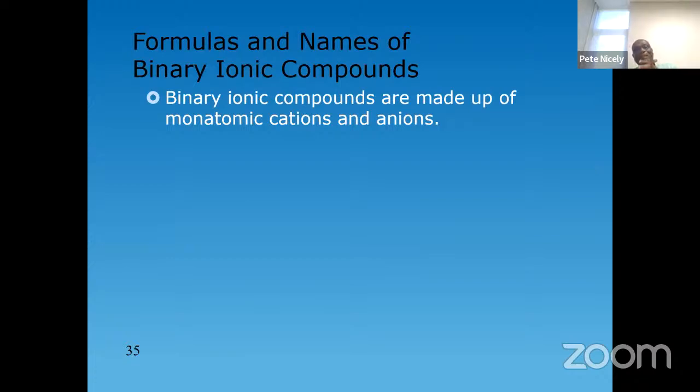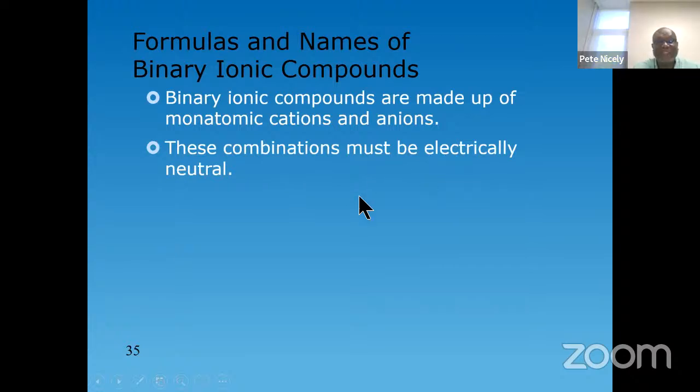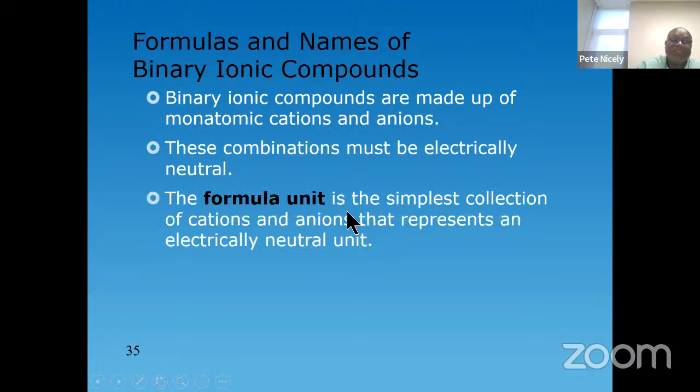How do we name binary ionic compounds? Binary ionic compounds are made up of monatomic cations and anions, all right? So these combinations must be electrically neutral. In other words, the total number of plus charges must be equal to the total number of negative charges. And then there's a term here which we call the formula unit, which is basically the simplest collection of cations and anions that represents an electrically neutral unit.